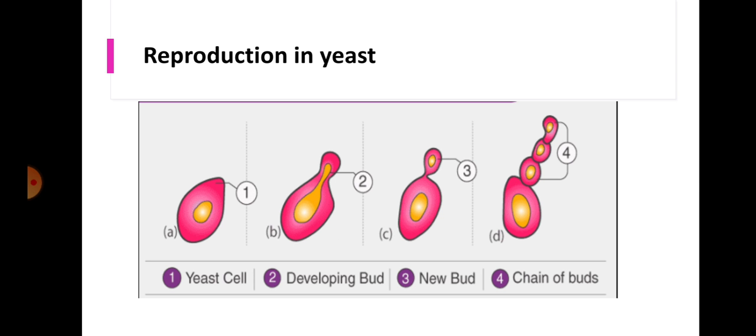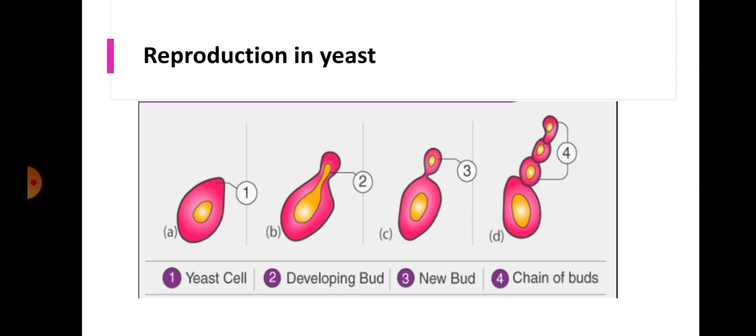As the yeast finds favorable conditions, a small bulb-like projection is produced from the yeast, called a bud. You see the picture. The first one is a yeast cell, the second is the developing bud, and the third is the separation of the bud. The bud detaches and forms a new one.